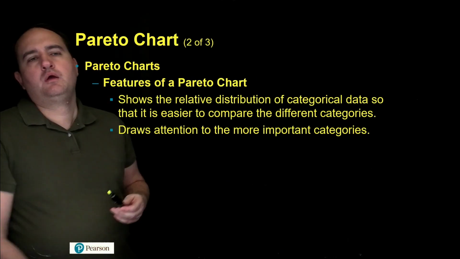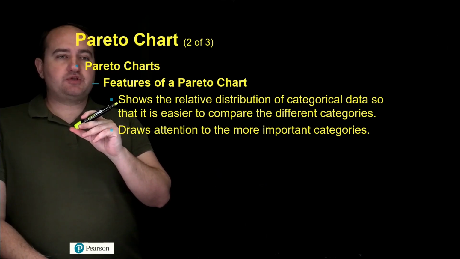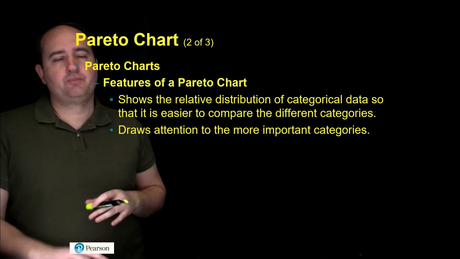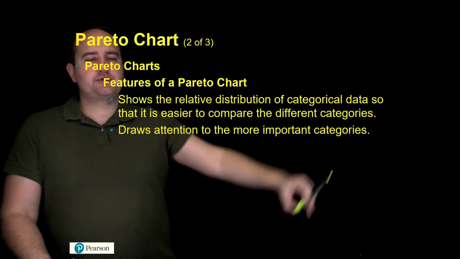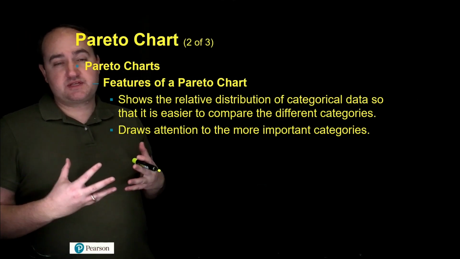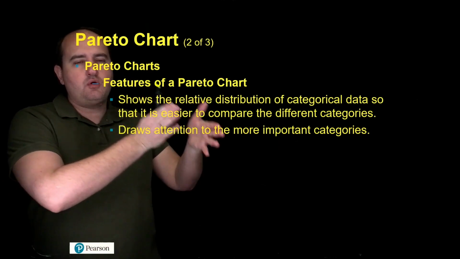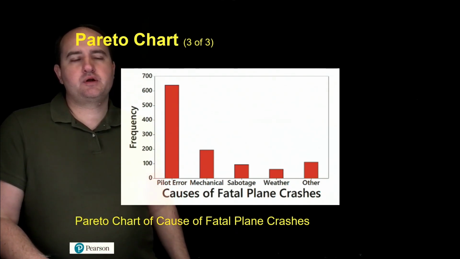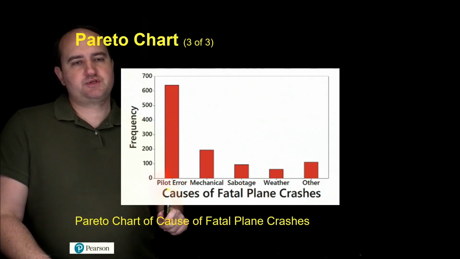Okay? What are the features of a Pareto chart? Why do they enlighten us? Well, it shows the relative distribution of categorical data, just like any other bar graph, so that it is easier to compare the different categories. That's good because it's kind of hard when you just have categories. How are you going to compare everything? Well, because they're in descending order, we can just look at the graph and see right off the bat, if we look at the left side of the graph, we already know that the most common cause of a fatal plane crash is this first bar, which is pilot error.